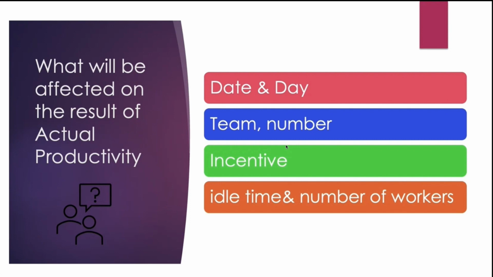When we explored the data, we had questions: what will affect the result of the actual productivity? We assume the date, maybe Monday to Sunday, could be the main reason affecting the data. Also each team and the number of workers in each team, the incentive paid to the sewing department or the finishing department, and also the idle time and the number of idle workers.